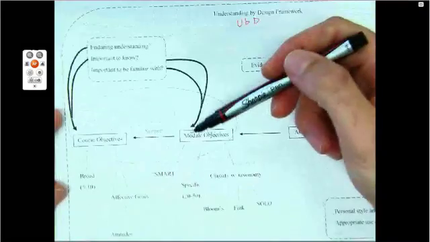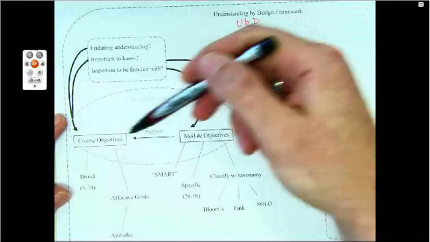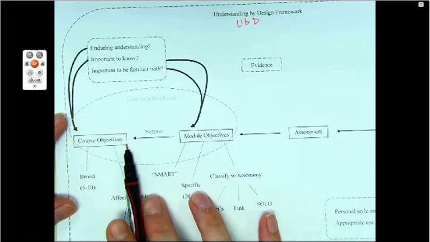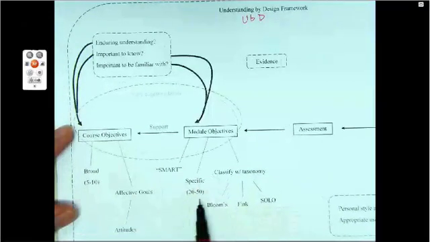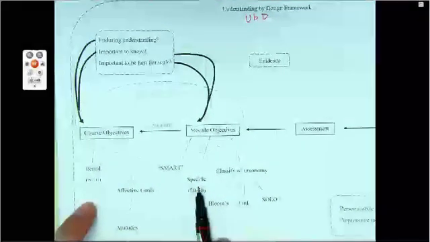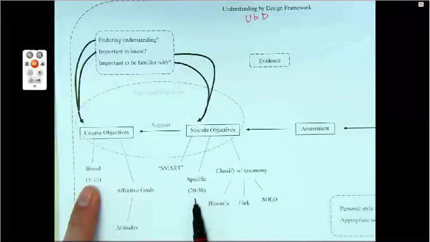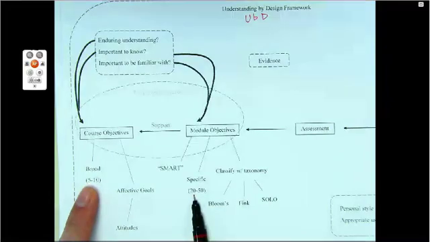We want to make sure that the biggest part of this in terms of course alignment is that your module objectives are supporting your course objectives. Right, so that's why I have more of these, and they're more specific. Right, so this is my broad. So for every 1 course objective, I'll probably have 4 or 5 module objectives that would support it.